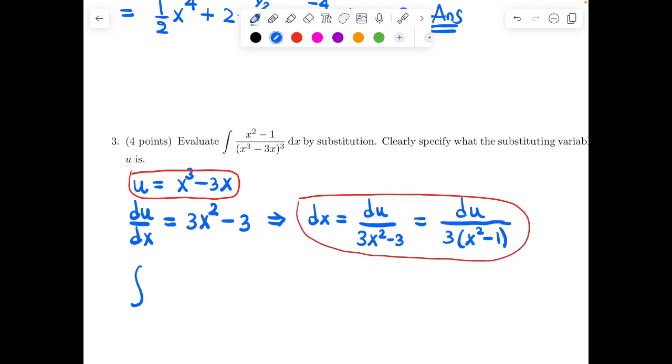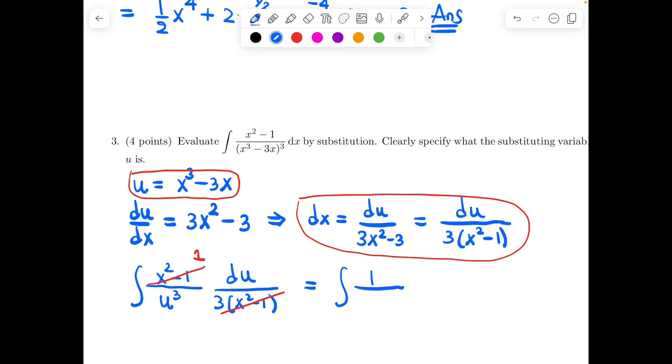So first, the x squared minus 1, that's going to be there. Denominator is going to be u to the power 3. So don't forget the power 3. dx is du divided by 3 times x squared minus 1. And now you see exactly that this cancels with this, and again this cancels. That means what's left is 1, right? It's not going to be 0. Okay, so this is equal to the integral of 1 over 3 multiplied with u to the power 3 du.